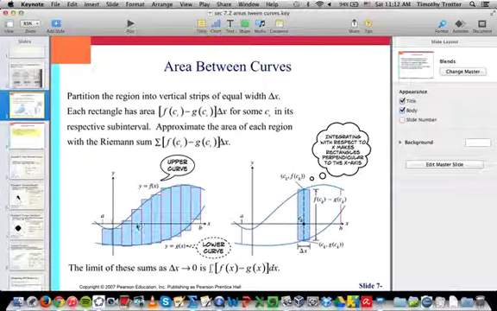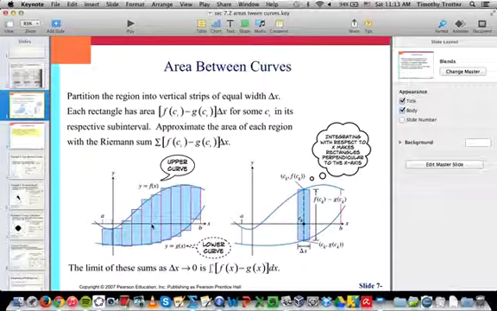We have rectangles with a small thin change in x, and then the height of the rectangle is actually the difference between the two functions, f of x and g of x. And it doesn't matter that part of the function is below the x-axis, and let's see why.